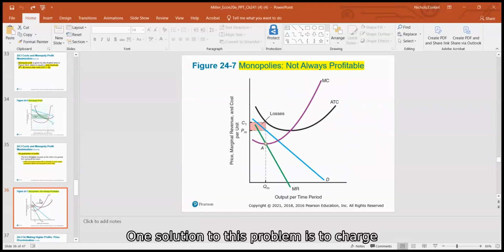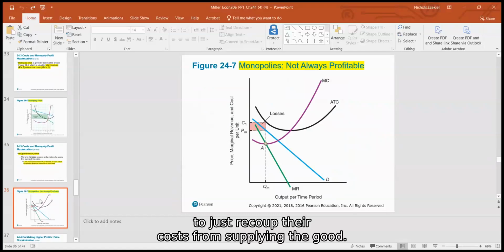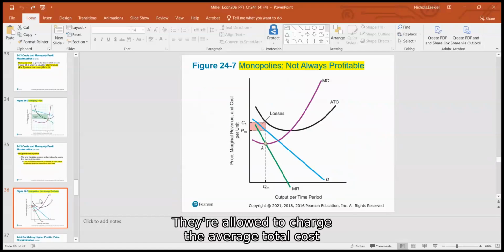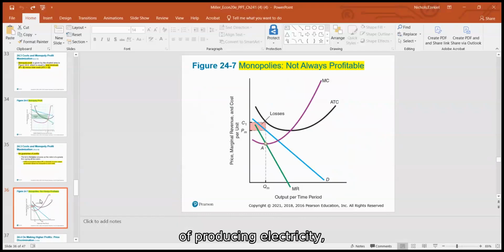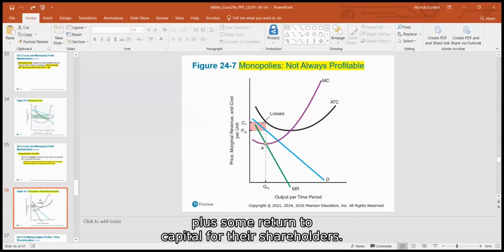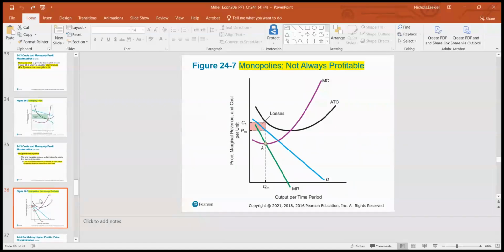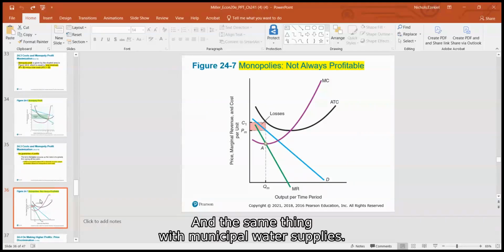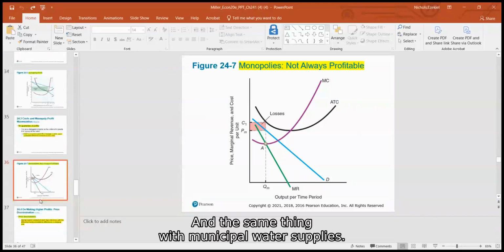One solution to this problem is to charge the average total cost in the market to just recoup their cost from supplying the good. This is how lots of electric utilities are regulated. They're allowed to charge the average total cost of producing electricity plus some return to capital for their shareholders. And the same thing with municipal water supplies.